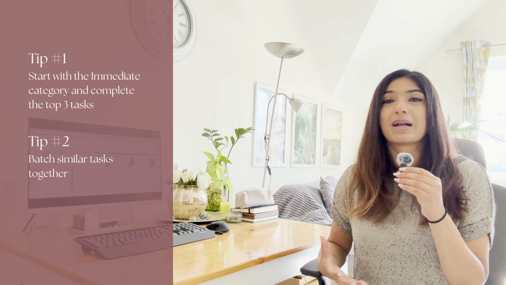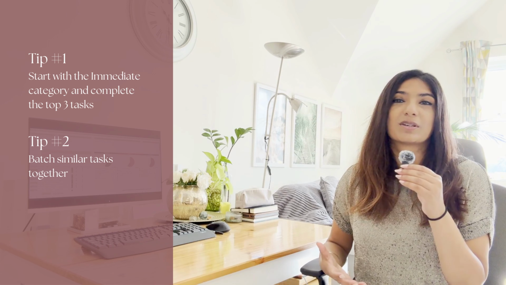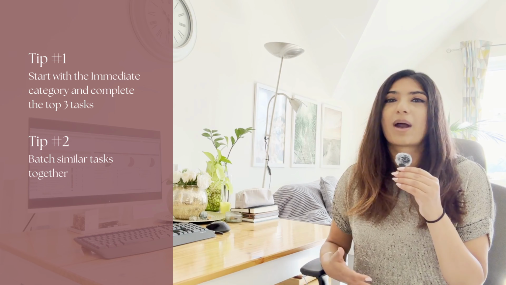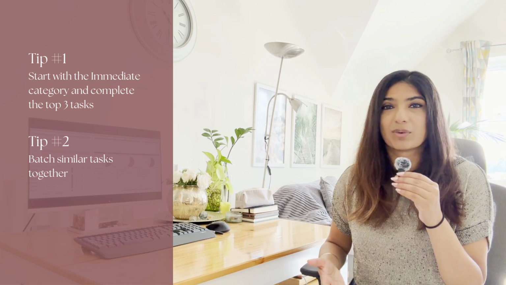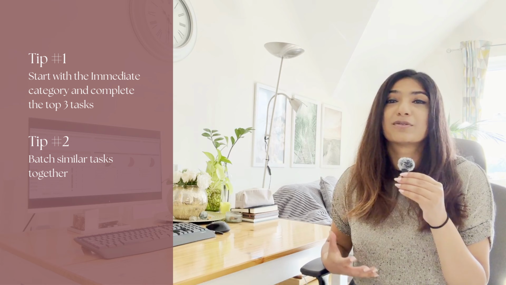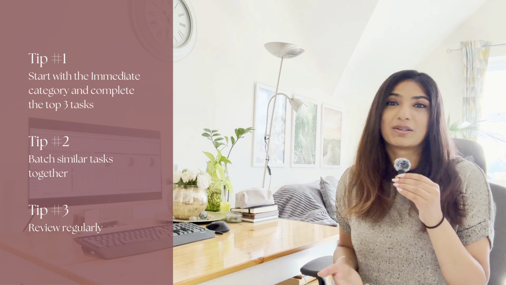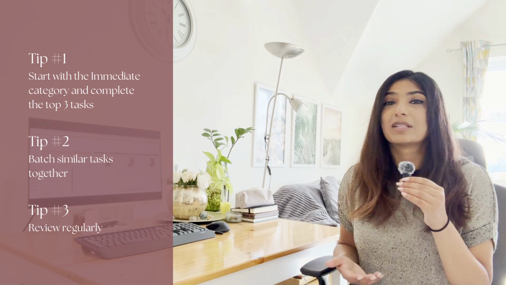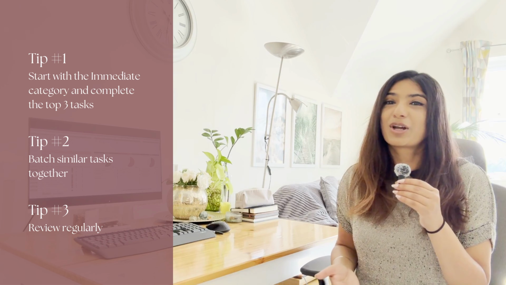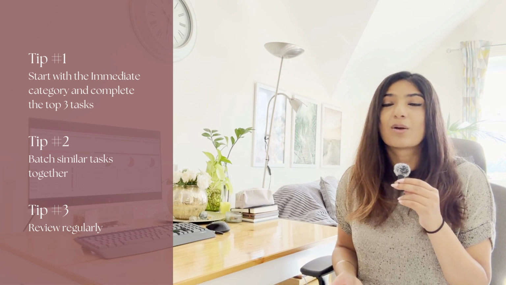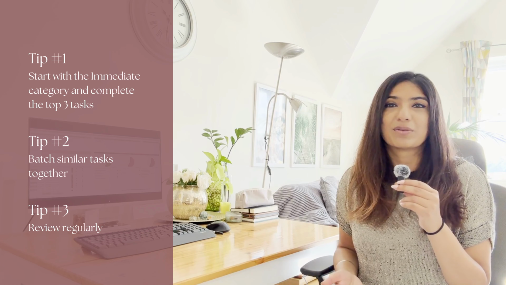Tip number 2 is to batch similar tasks together. So for example, doing your emails all at once or having a whole day dedicated to creative work. This keeps you focused and in flow rather than feeling scattered. Tip number 3 is to do a regular review. This can be done every day or every week. Just look over your list, see what's been done, what slipped through, and how you can improve the next time.